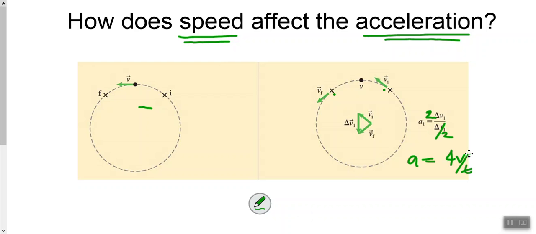Now if I triple the velocity, it's going to be 3 times shorter than the previous, so I will have the change in velocity over the change in time. In this case, we'll see a pattern. What pattern do we see? We see a pattern in which acceleration is directly proportional to the square of the velocity.